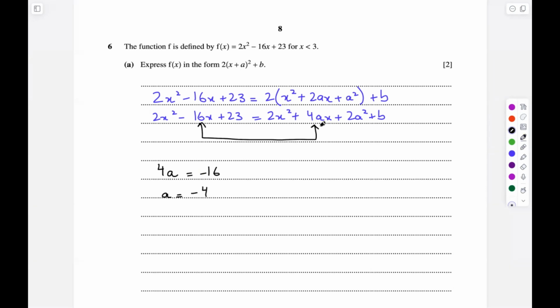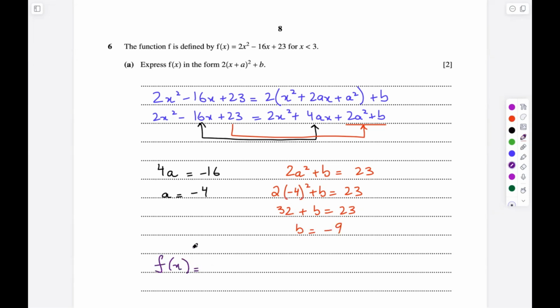which is minus 4. Now comparing the constant terms, on the left-hand side it is 23 and on the right-hand side it is 2a squared plus b. So 2a squared plus b equals 23. The value of a is minus 4, so 2 into (minus 4) whole squared plus b equals 23. 2 into (minus 4) whole squared becomes 32, so b equals 23 minus 32, which is minus 9. So once we have the values of a and b, we can write f of x equals 2 into (x minus 4) whole squared minus 9.